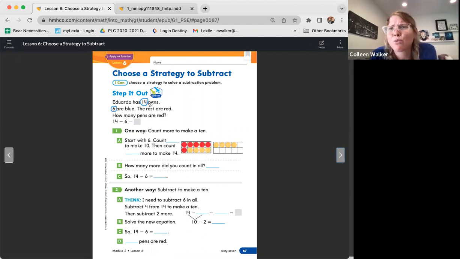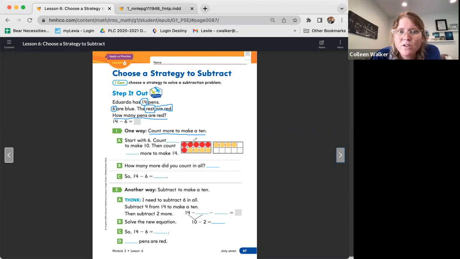When it tells us the rest are a certain color, that's usually a great hint of a key word that we can put a box around. I'm just going to put a box around the rest are red. And then our question is, how many pens are red? So we need to figure out 14 minus 6. One way we can do it is count more to make a 10. So it's walking us through it. It says start with 6, and then we're going to count to make 10.